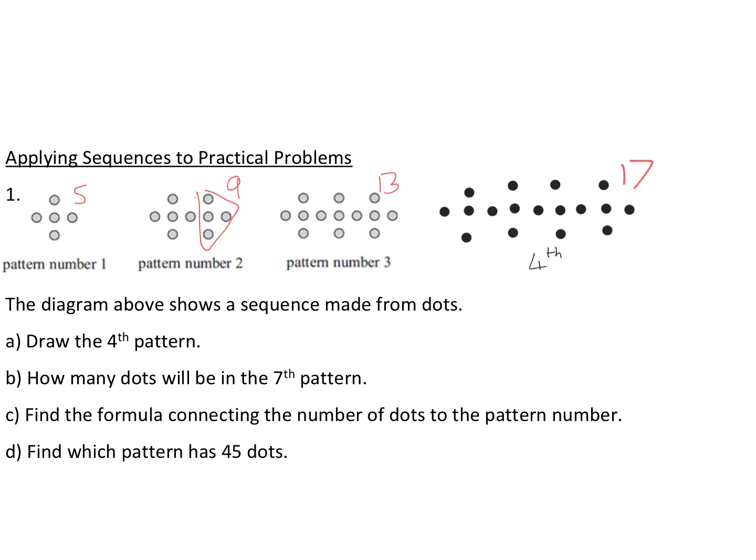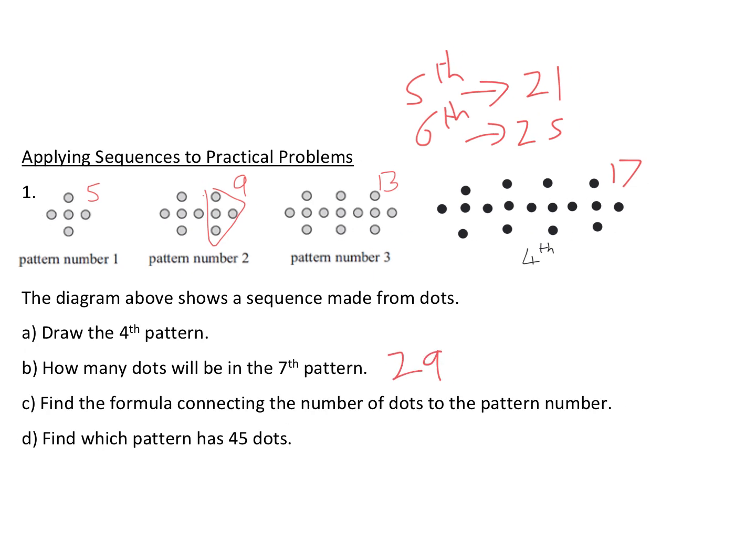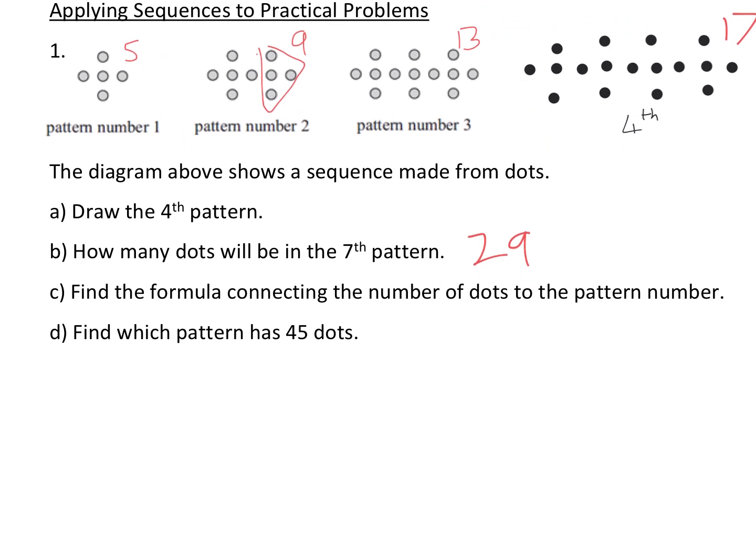If you've got time, you could probably just go to the next one. You could say that the 5th would have another 4, 21. The 6th would have another 4, which is 25. So the 7th pattern would have another 4, which is 29. We'll come back to that later.